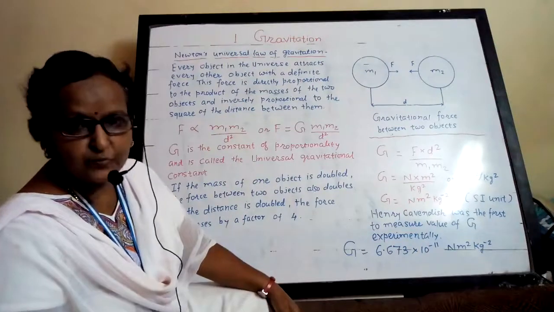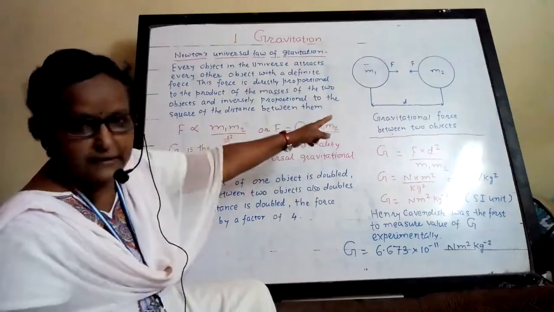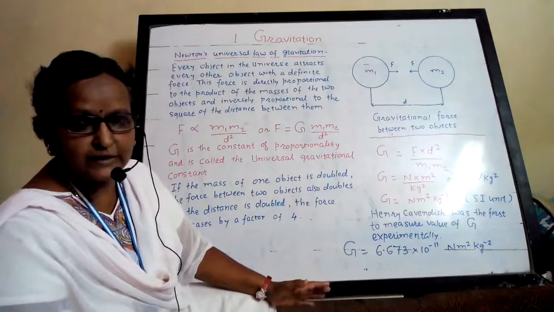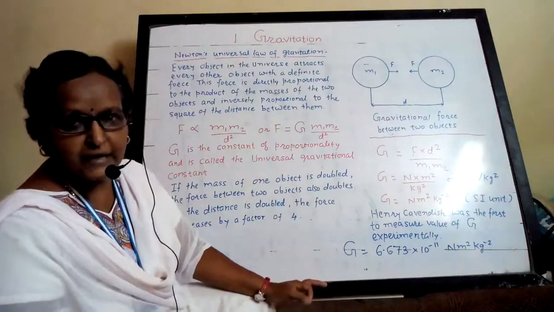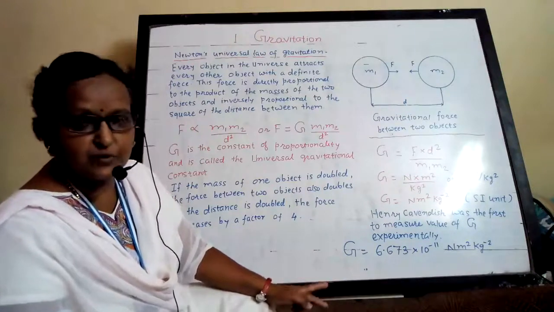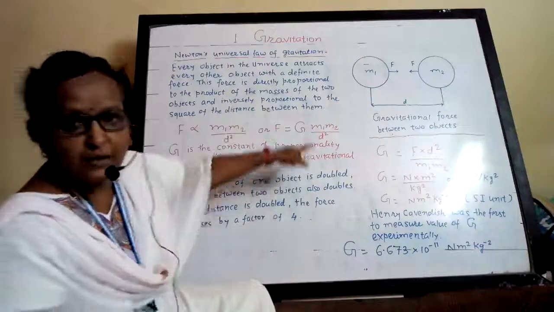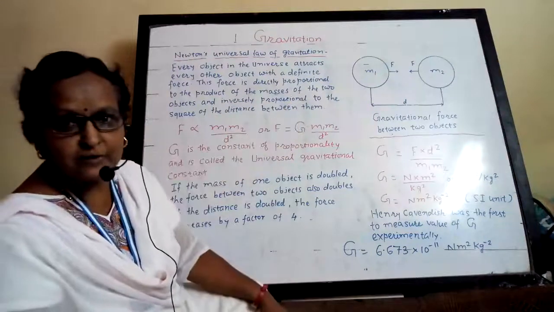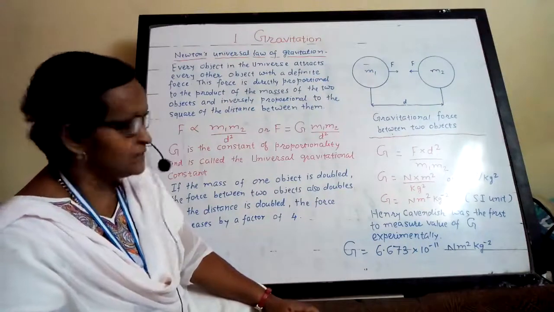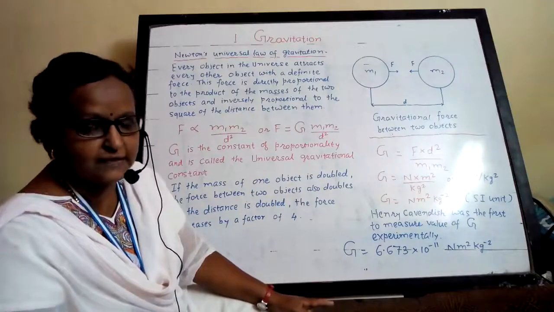The masses of these objects are m1 and m2. The distance between the two is d. So what does the law say? Universal law of gravitation: there is a force of attraction between the two objects in the universe. That force is directly proportional to the product of the masses of the two objects and inversely proportional to the square of the distance between them. That is the law of gravitation. This law is also asked in the examination.